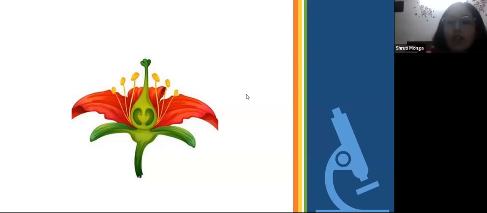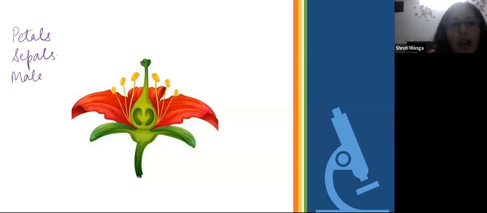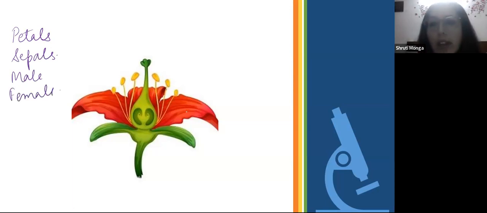Okay. Fine. Good, Jiftesh. Good attempt. So, we are studying the different parts of the flower. Let me write it here. The basic parts: we have the petals, we have the sepals, we have the male reproductive part, and we have the female reproductive part. Basic four things.